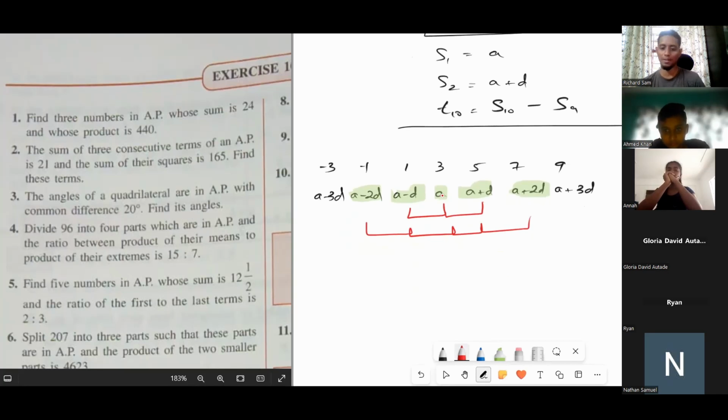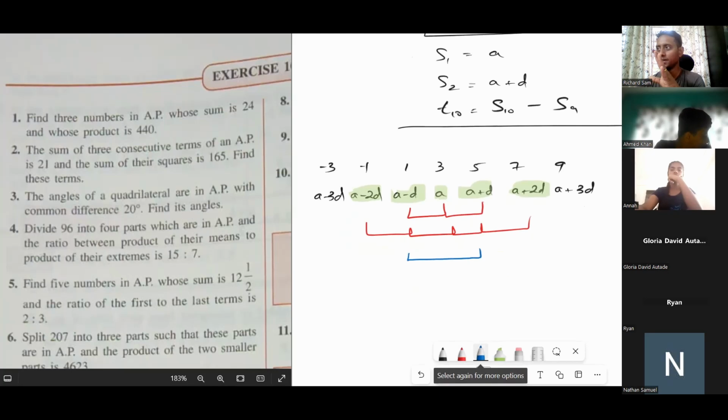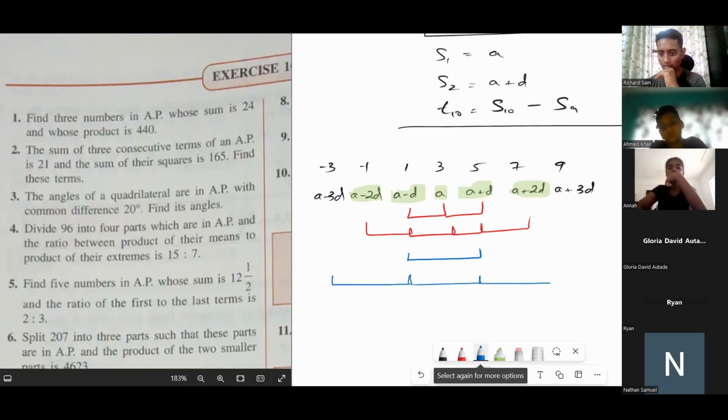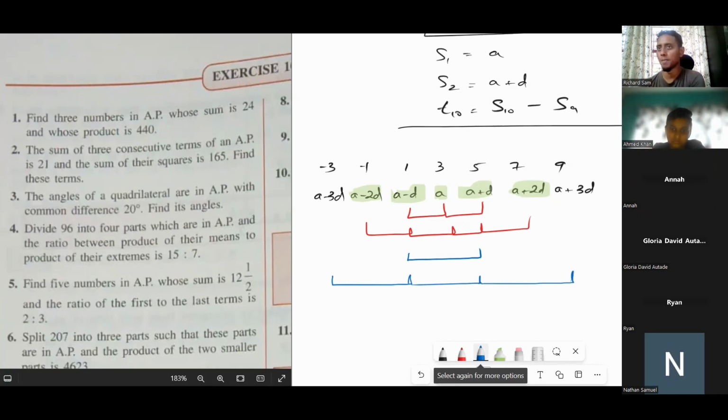So we can't use A. So for even, if there are 2 terms in the AP, we will take A minus D and A plus D. We're going to skip the A. If you have 4 terms, we'll take A minus 3D, A minus D, A plus D, and A plus 3D. We're skipping one term. That also makes an AP. In an AP, even if you skip one term, you'll still have an AP.